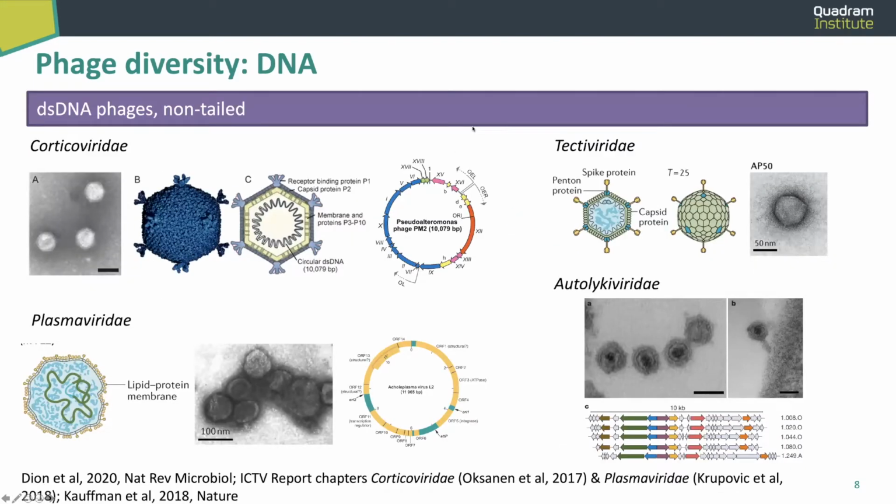There's a lot of double-stranded DNA phages, and there's some cool ones that are non-tailed. So we have the Corticoviridae, Plasmaviridae, Tectoviridae, and Autolykiviridae at the moment to find. Some of these, like the Corticoviridae, are the only ones with circular double-stranded DNA. That's very important to consider because a lot of people describe their genomes as being circular, whereas they're actually linear. Not this one. This is properly circular.